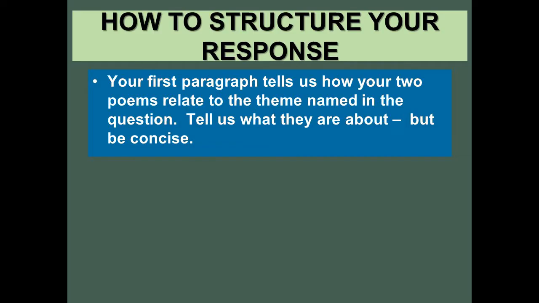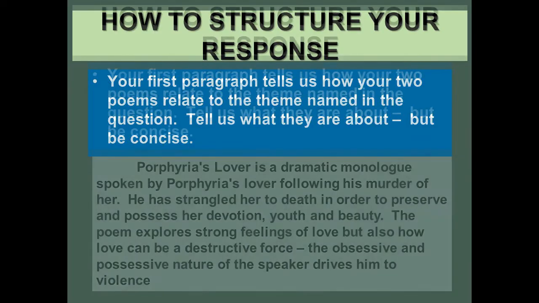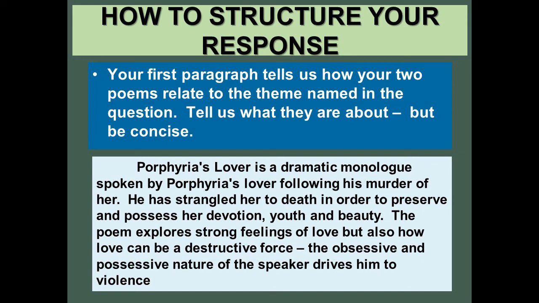Here's an example of that for Porphyria's Lover. Porphyria's Lover is a dramatic monologue spoken by Porphyria's lover following his murder of her. He strangled her to death in order to preserve and possess her devotion, youth and beauty. The poem explores strong feelings of love, but also how love can be a destructive force. The obsessive and possessive nature of the speaker drives him to violence.